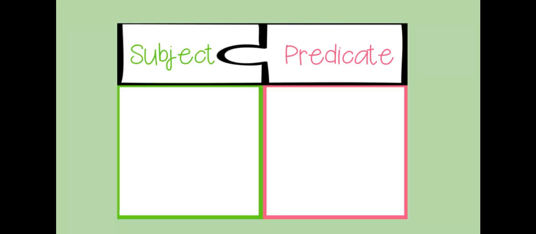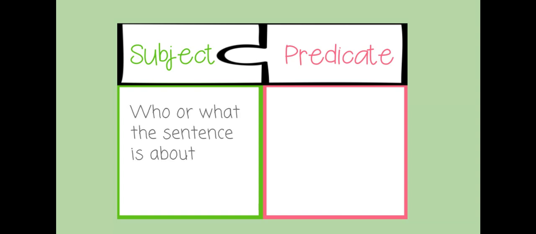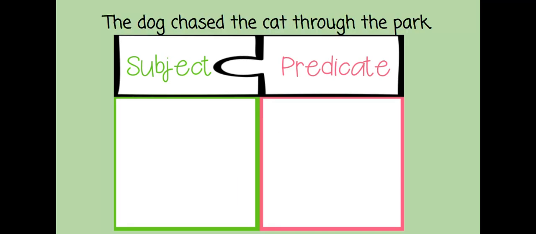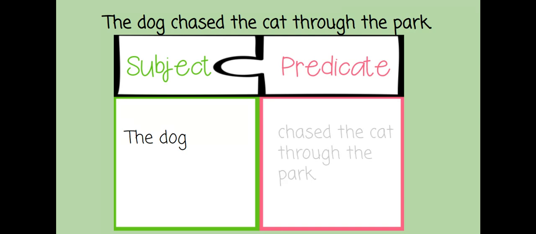Also, when you're writing your sentence, it's very important to remember that a sentence needs to have a subject and a predicate. The subject is who or what the sentence is about. The predicate is what the subject does or is. Now let's look at some examples. The dog chased the cat through the park. Think about your subject, who you're talking about, and what they're doing. The subject in this sentence is the dog. We're talking about the dog. What about the dog? The predicate answers that question. The dog chased the cat through the park. Chased the cat through the park is the predicate.